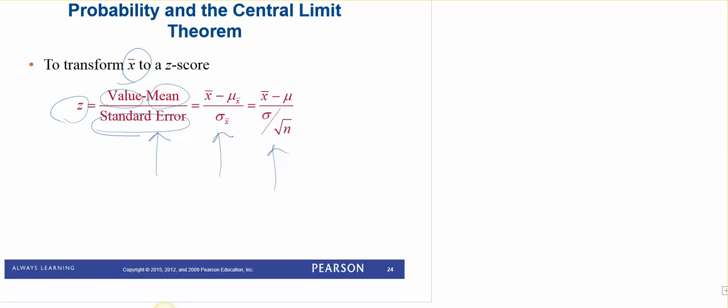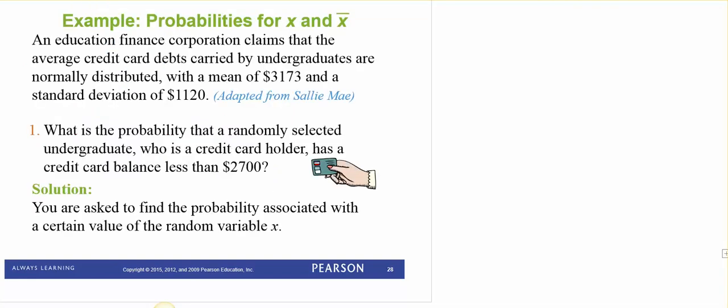So let's try actually working a problem. Okay, so this next problem is actually the stuff that you've been doing in 5.1 through 5.3 already. Let's take a look at the wording, see if it helps. An education finance corporation claims that the average credit card debt carried by undergraduates is normally distributed with a mean of $3,173 and a standard deviation of $1,120.